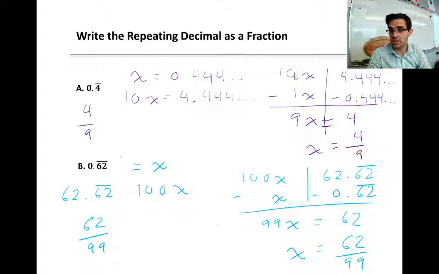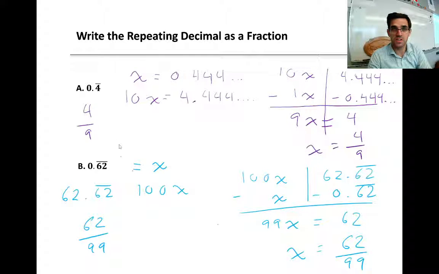So what we've just shown is that 9x would be equal to 4. And of course we could solve that for x. x would be equal to 4/9. Well, x is equal to 4/9, but we've already said that x is equal to 0.4 bar. So that means that since they're both equal to x, they're both equal to each other. So 0.4 bar is equal to the fraction 4/9.